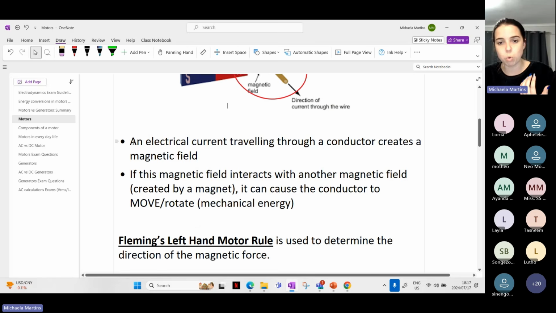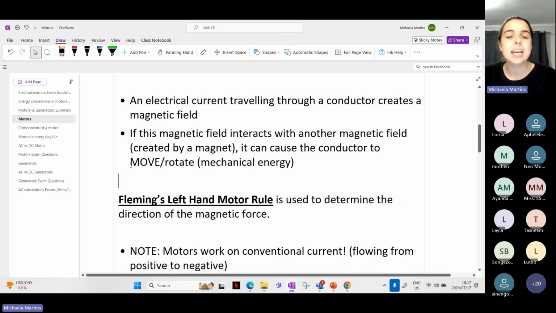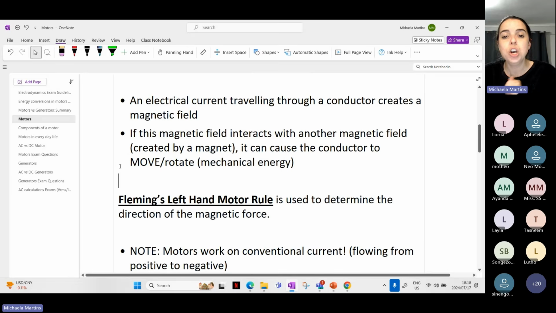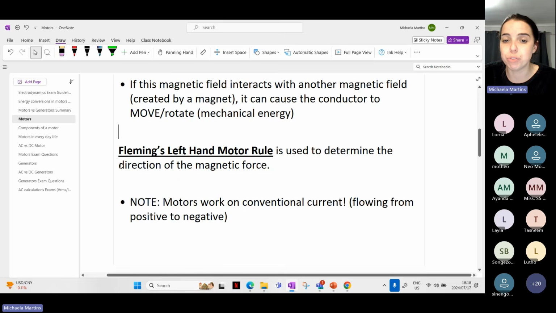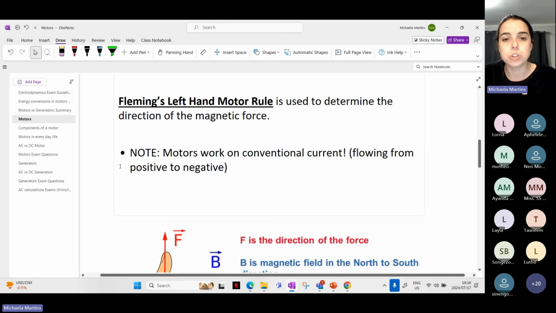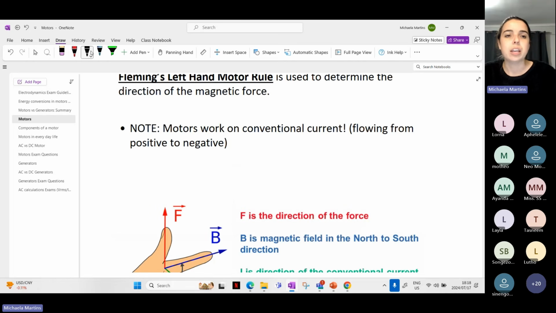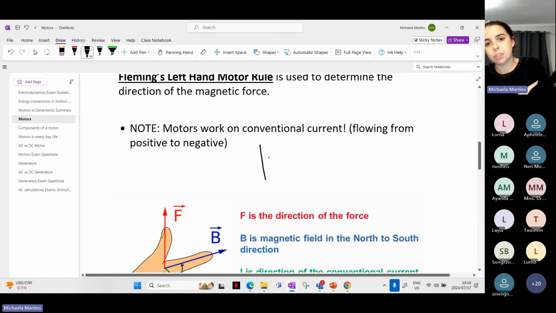And I just wrote everything I said over there for you as a note so you can remember. And we can use our left hand. It's called Fleming's left-hand motor rule to determine the direction of the force. Just before we do this, motors work on conventional current. So remember I told you it's electrical energy to mechanical energy, so current is flowing. We work with current that flows from the positive terminal of the battery.